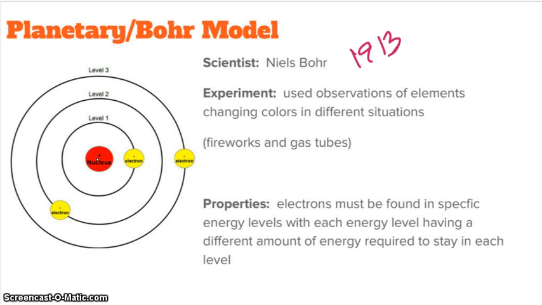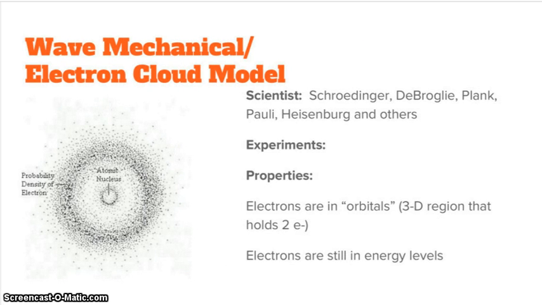So the big difference here is that now we have our positive nucleus still, but our electrons are now found in these orbits or energy levels, and they're moving around the nucleus. And our last model, which is going to be our current model, is also called the wave mechanical model or electron cloud model. Instead of having these perfect orbits of energy, the energy is actually in an area or a 3D region called an orbital.